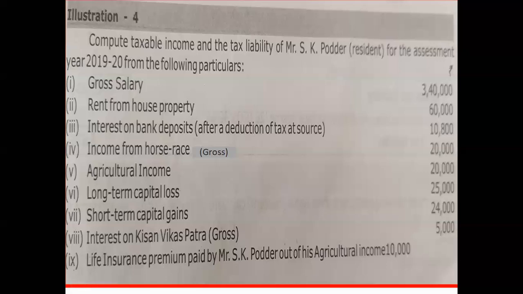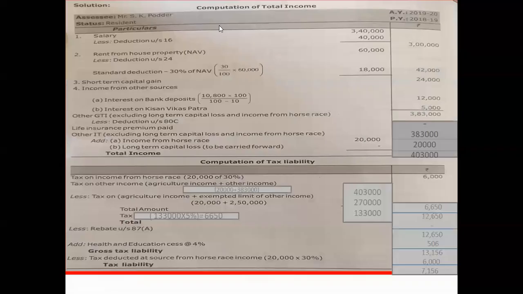So let's see the solution part. Assessee Mr. S.K. Podar, status resident, previous year 2018-19, assessment year 2019-20. First, we need to calculate the taxable income. So, heading: calculation of taxable income or total income. First, they have given the salary information. They have mentioned the gross salary, so we need to calculate the net salary.